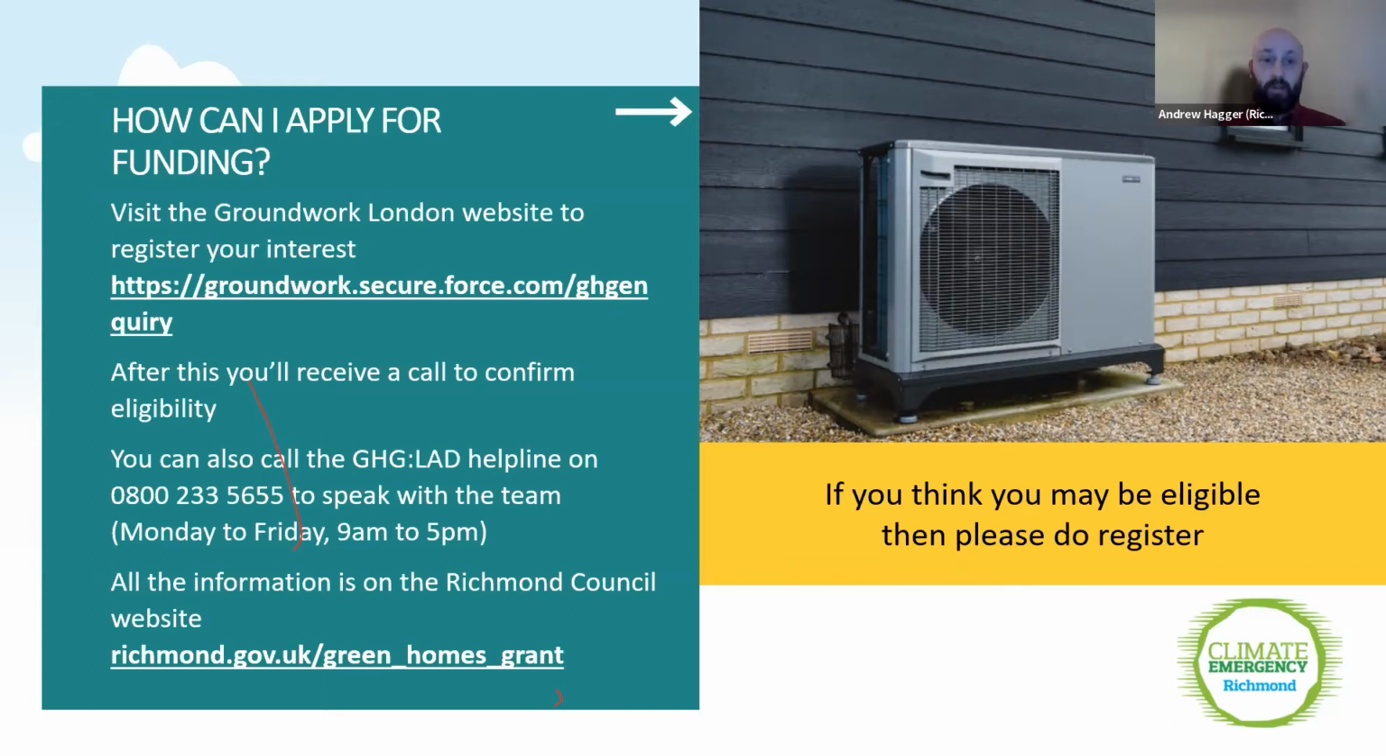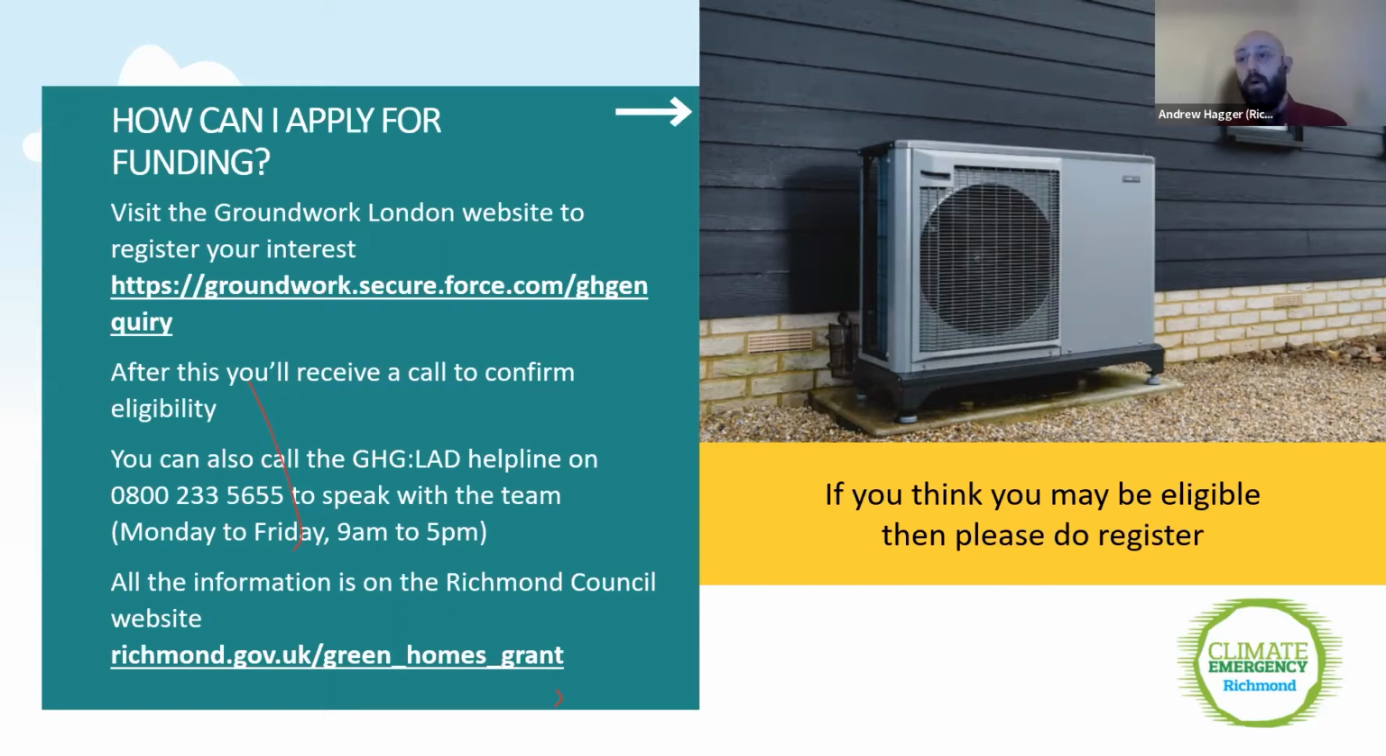We've also got information on the Richmond Council website. So if you go to richmond.gov.uk/Green Homes Grant, you'll be able to find it. If you just type in Green Homes Grant into the search bar of the council website, it'll take you straight through to the relevant page. And it's got lots of supporting information there. So it's got information about how you apply. It's also got some frequently asked questions on there as well around what happens with the scheme and things like that, and you can find out a bit more.